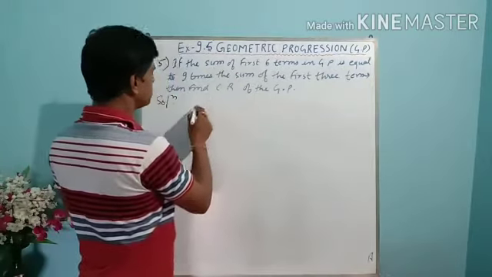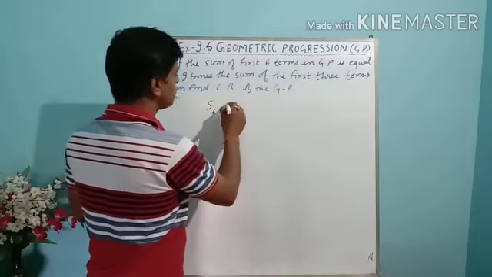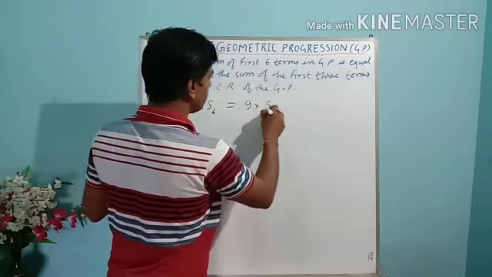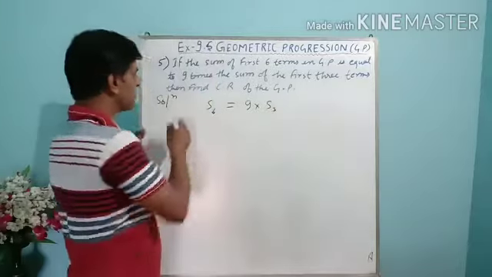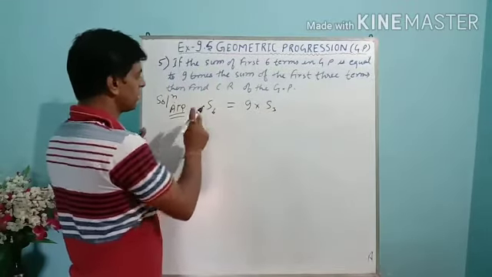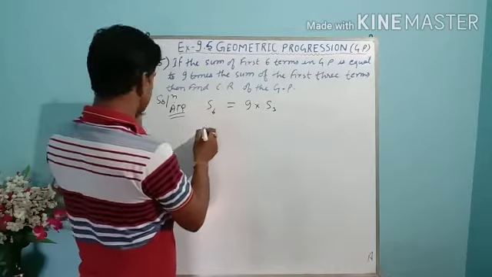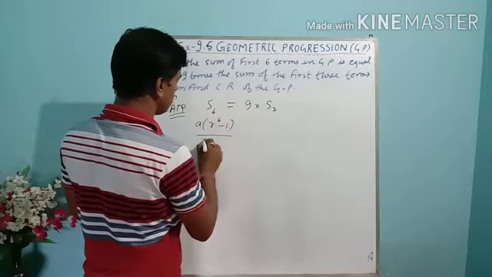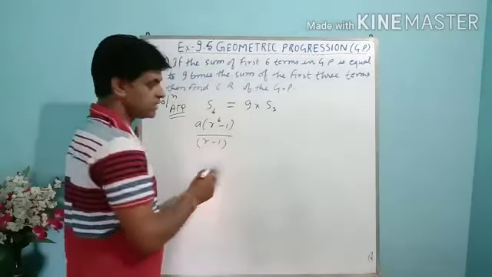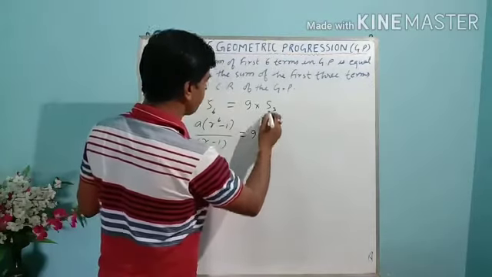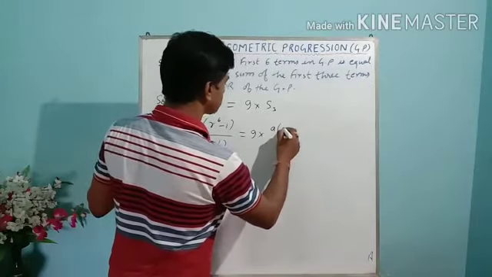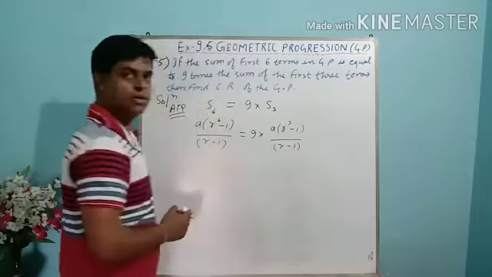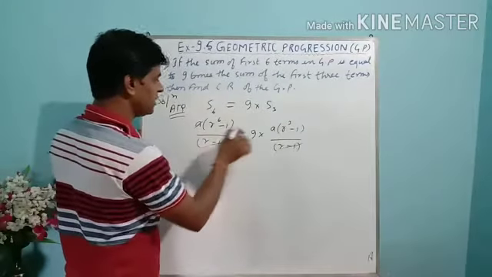In this question, the sum of the first 6 terms, that means S6, equals 9 times the sum of the first 3 terms, so 9 into S3. Understood? This is according to the question. So the sum of the first 6 terms, by the formula you know, is A into R to the power 6 minus 1 by R minus 1. Isn't it? Then 9 into the sum of the first 3 terms will be A into R to the power 3 minus 1 by R minus 1. Got it? Now you cancel these, A cancels.